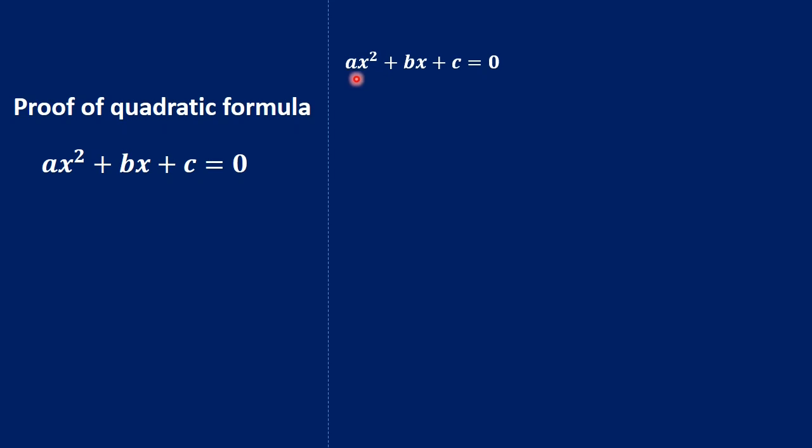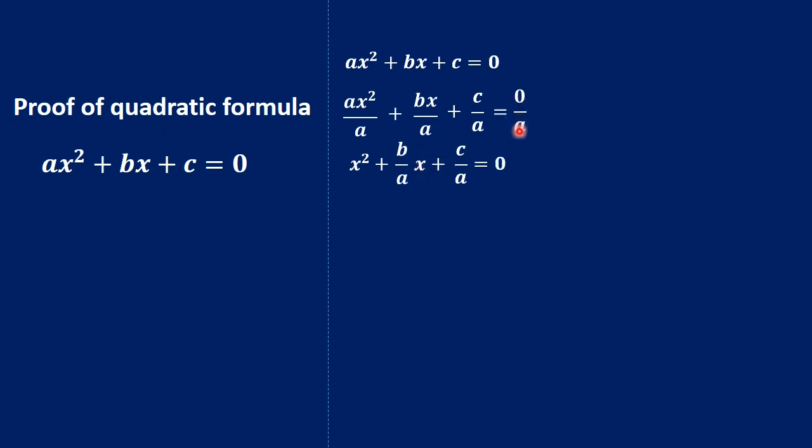coefficient of x squared, which is a. So we have ax squared over a plus bx over a plus c over a is equal to 0 over a. A will cancel out, and we have x squared plus b over a x plus c over a, then 0 over a is 0.